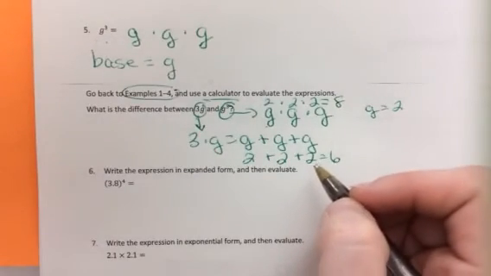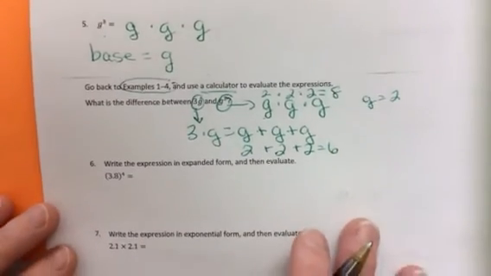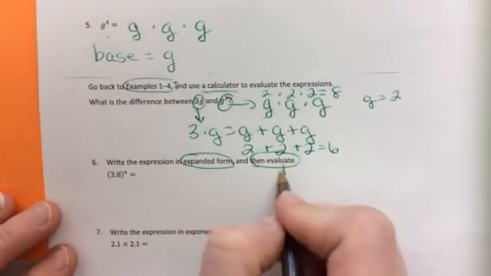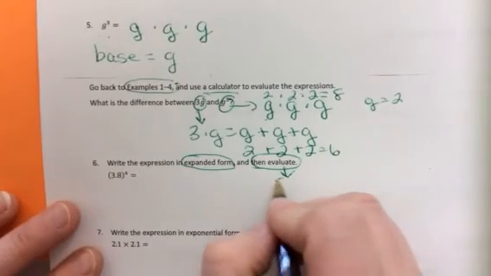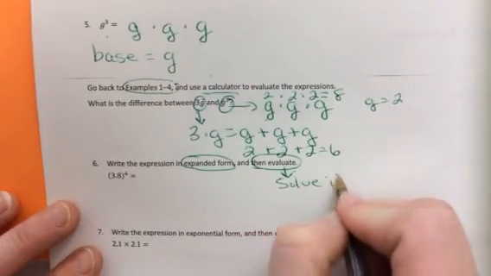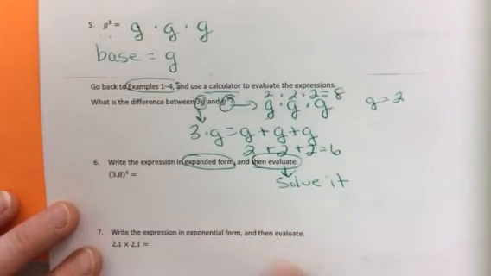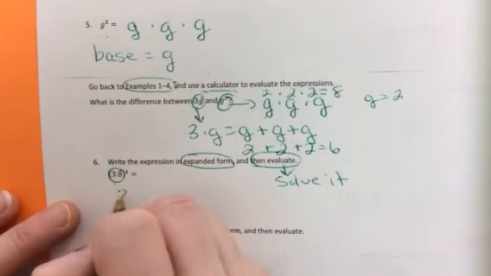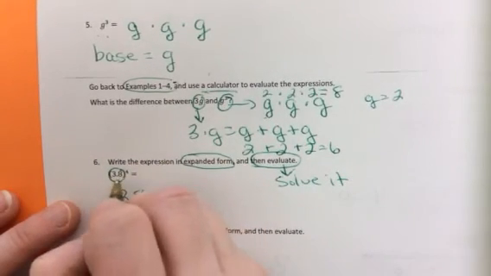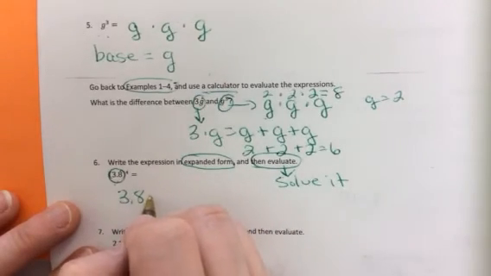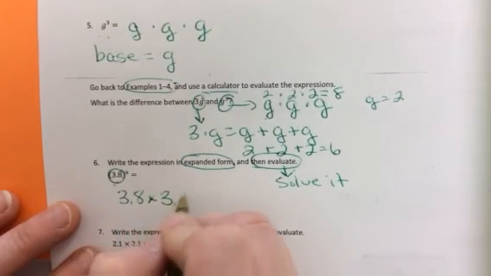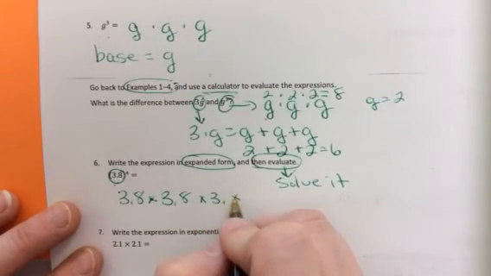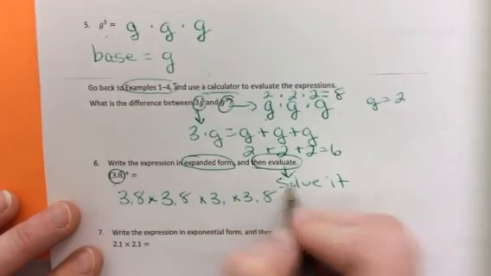Down below, you're going to write each of the expressions in expanded form, then evaluate. So what does evaluate mean? It means to solve it. So over here, I'll do one more with you. You're going to take 3 and 8 tenths. There's your base. Repeatedly times itself 4 times. 3 and 8 tenths times 3 and 8 tenths times 3 and 8 tenths times 3 and 8 tenths.